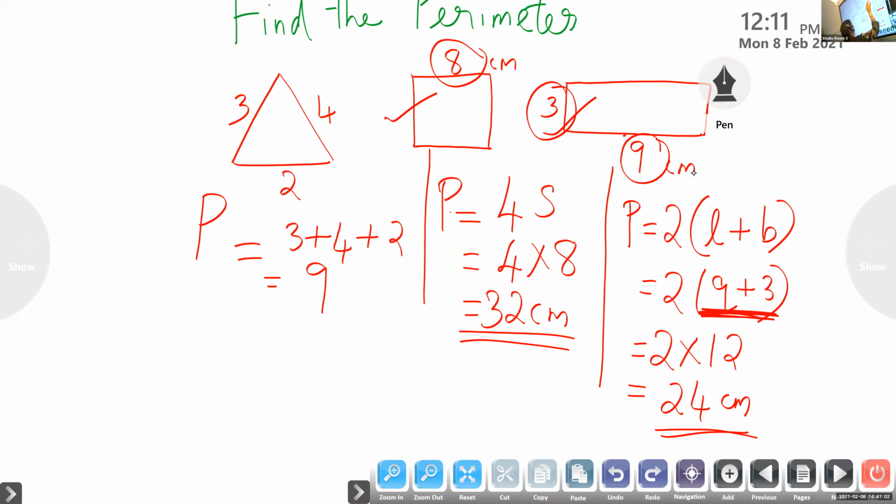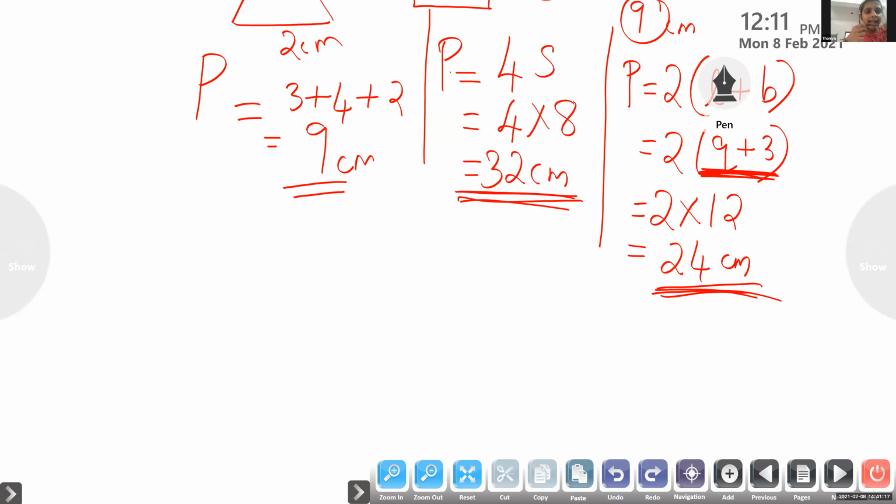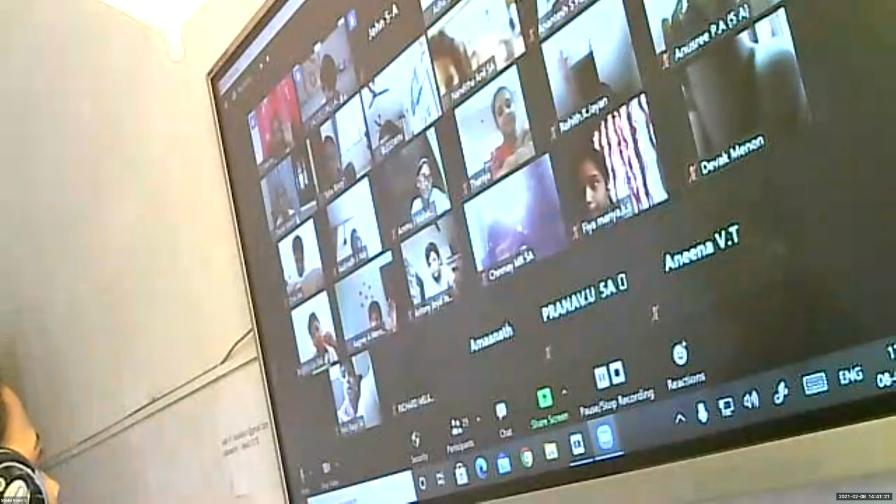So children, please check whether you got all the answers. For triangle, it is 9 centimeter. For square, it is 32 centimeter. And for rectangle, it is 24 centimeter. So how many got all three answers correct, children?